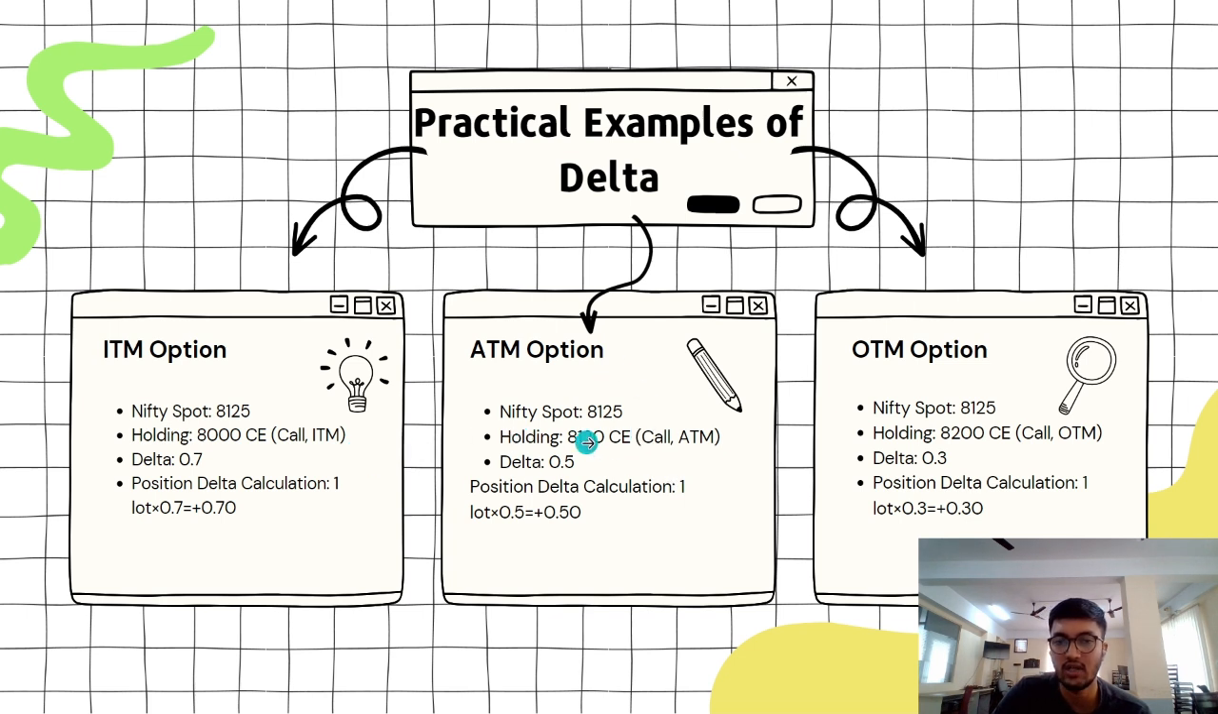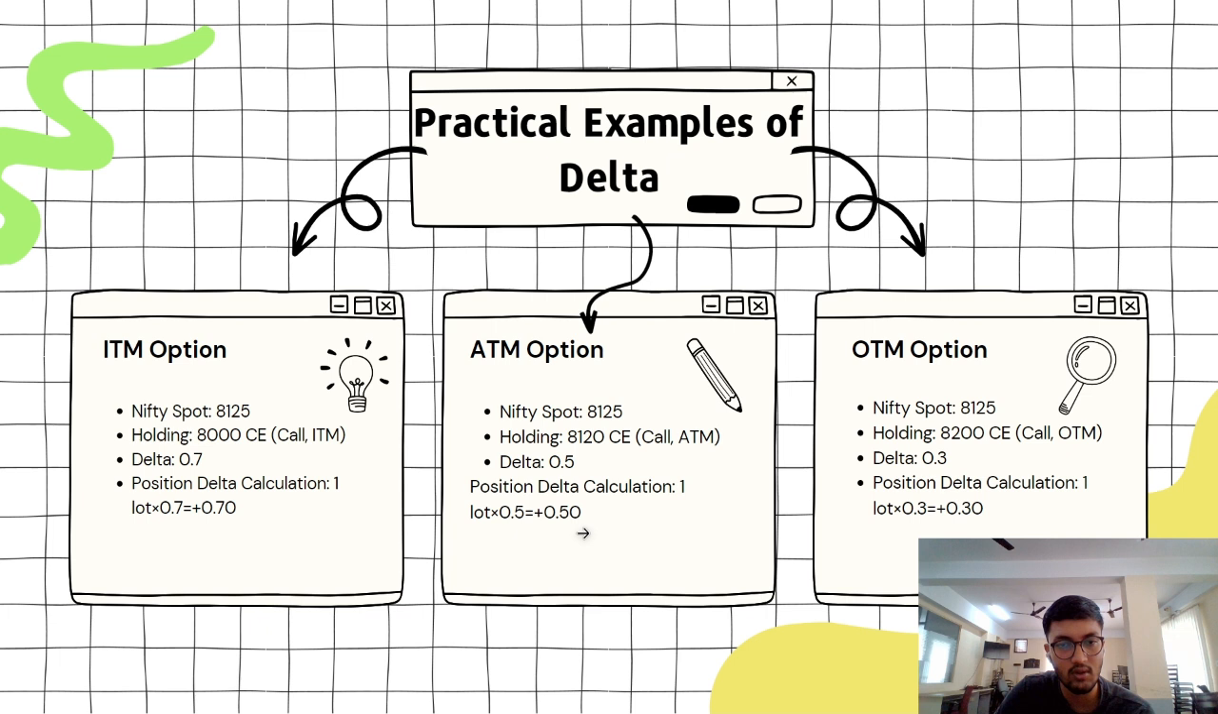What will be the case for at the money? Let's say Nifty is trading at 8,125 and my holding is 8,120. You can see it's clearly an at the money option. So 0.5 will be my delta. A 1 rupee change in Nifty will result in a 0.5 rupee change in my premium.